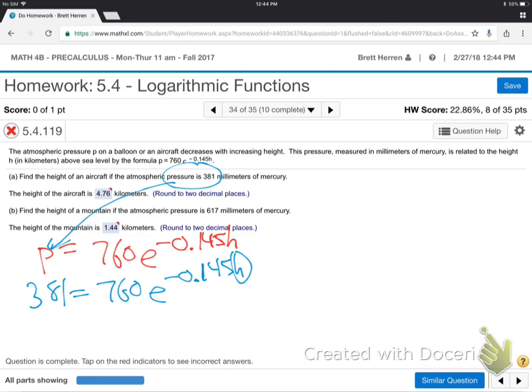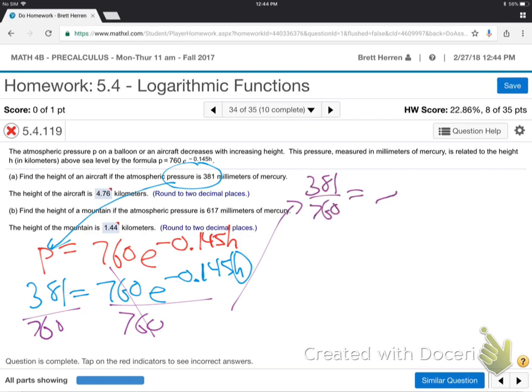H is saying, I want to be alone. Peel the onion. Work all the way down to the H. What do I do first to get down to the H? Got to get rid of the 760, get rid of the e, get rid of the minus 0.145. Just boom, boom, boom. Three steps, layer by layer. Is that good? First step, divide by the 760.